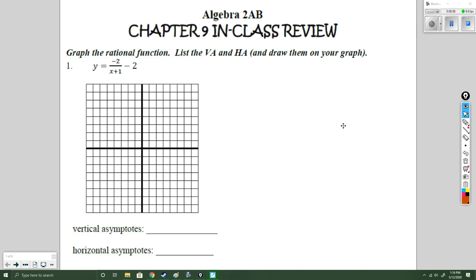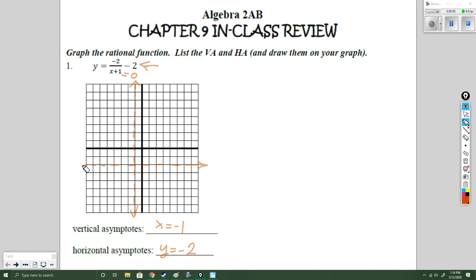Today is an extra lesson in which I'm just going to go over review problems from everything that we've done in Chapter 9. So let's get started. On the first one, we're graphing the rational function, so we've got to list the vertical asymptote and the horizontal asymptote. So the vertical asymptote, if you remember correctly, we set the denominator equal to 0 and we solve, and when we solve that, we get x equals -1. So that vertical asymptote is at x equals -1. You can just draw that with a dotted line. And then the horizontal asymptote is whatever we're adding or subtracting to the overall function. So that's a -2. So that means the horizontal asymptote is y equals -2.